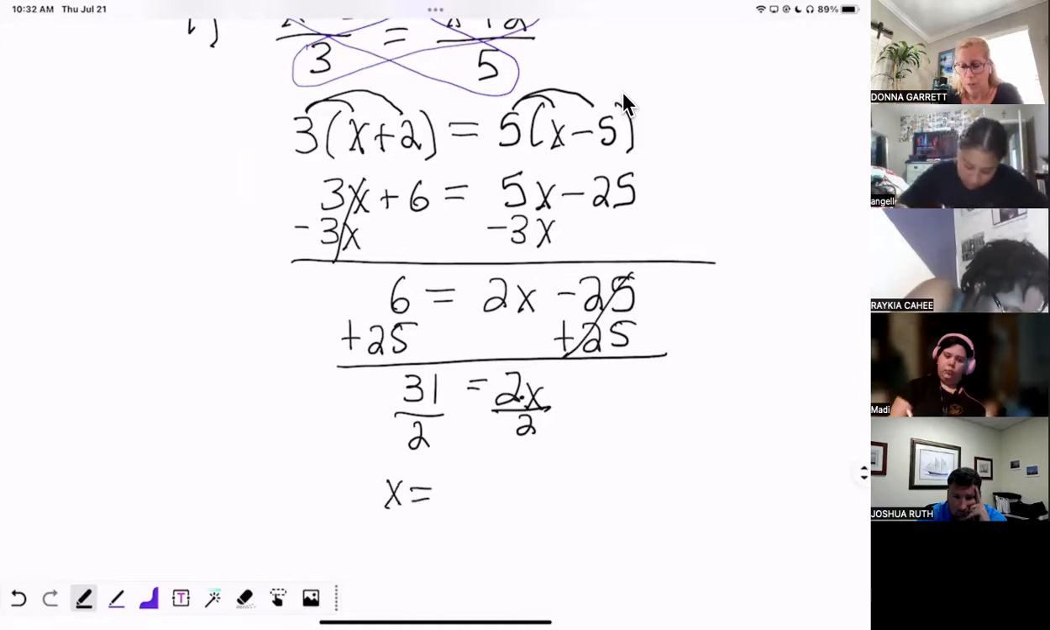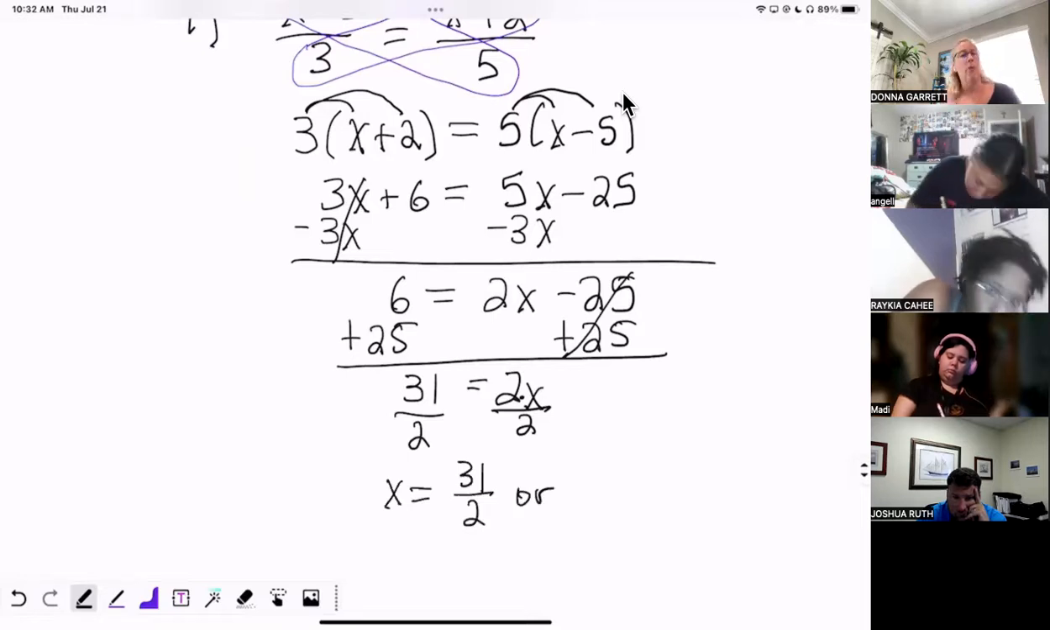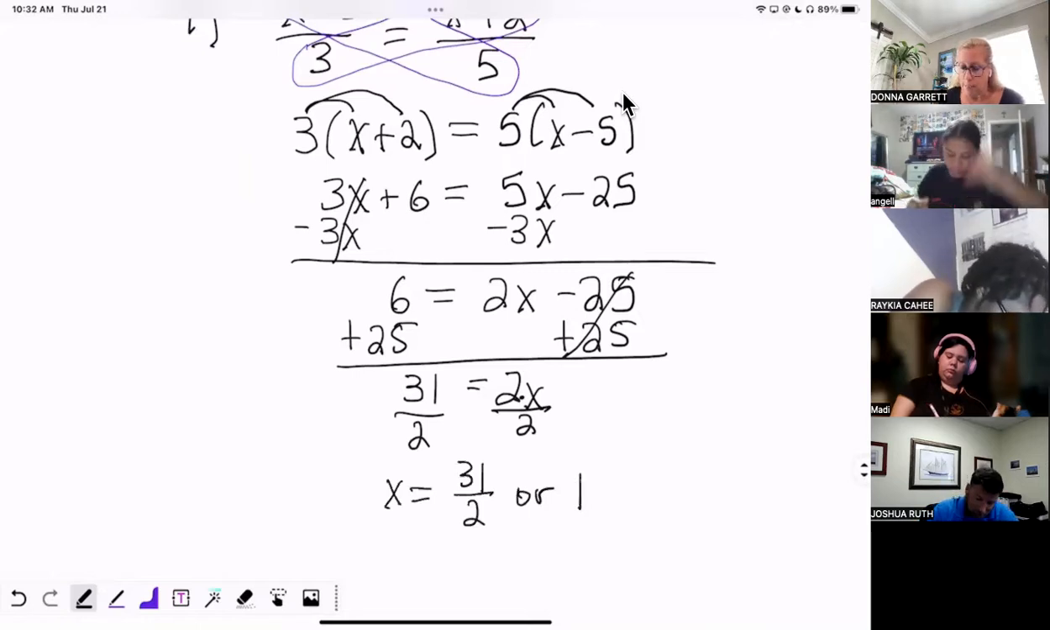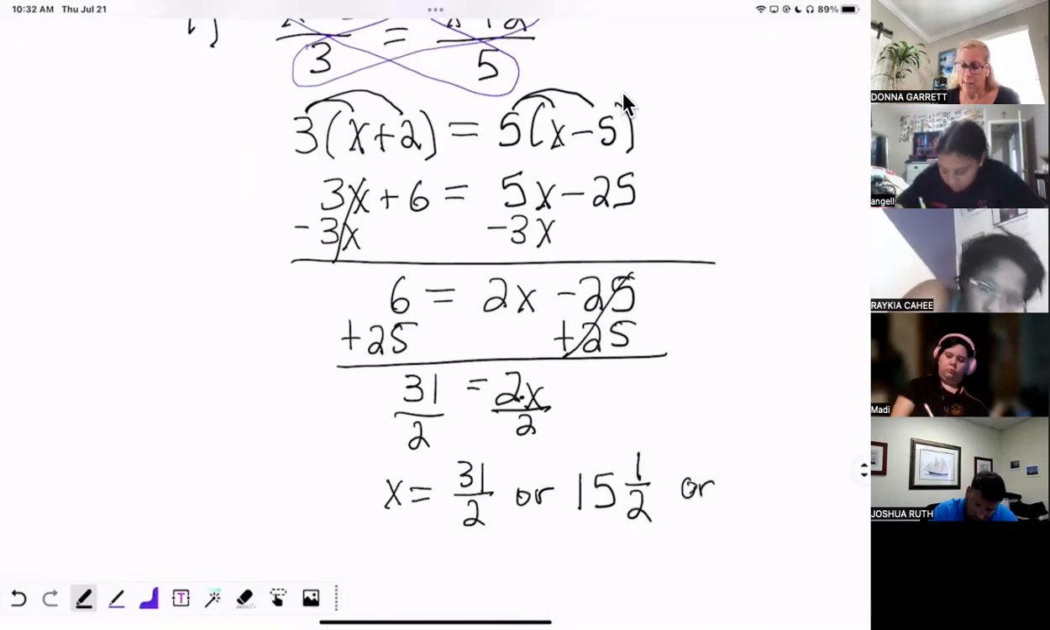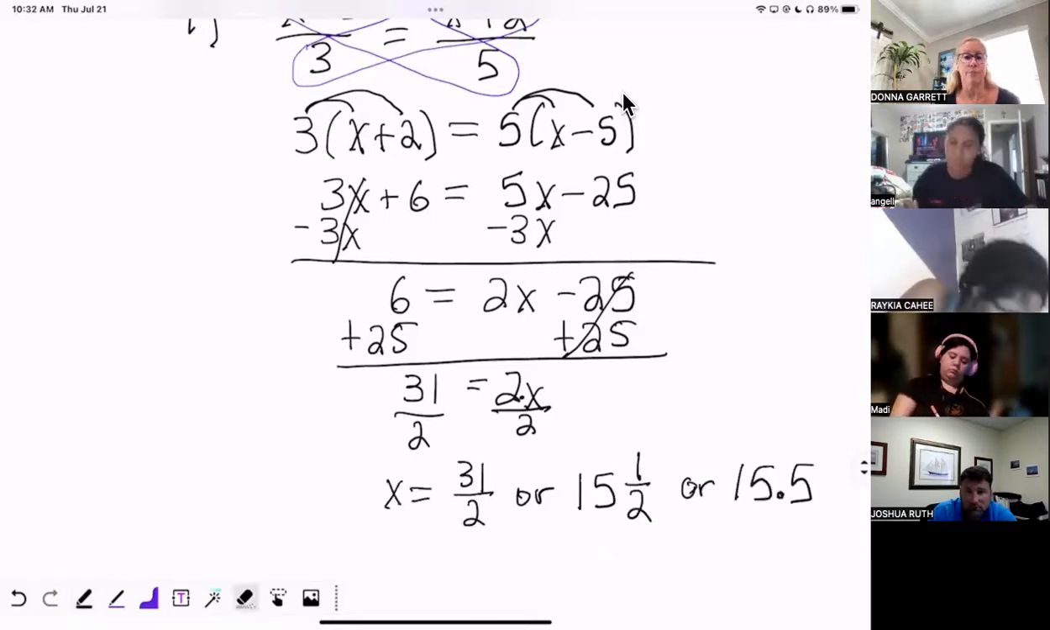If they want an improper fraction, it'd be 31 over 2. Or if they want a mixed number, okay, so how many 2's go into 31? Well, 15 times 2 is 30. So 15, that's 30, and I have 1 left, 15 and a half. If they want decimals, since I have this already, I can go without having to divide. I know it would be 15.5. It depends on what they ask for.